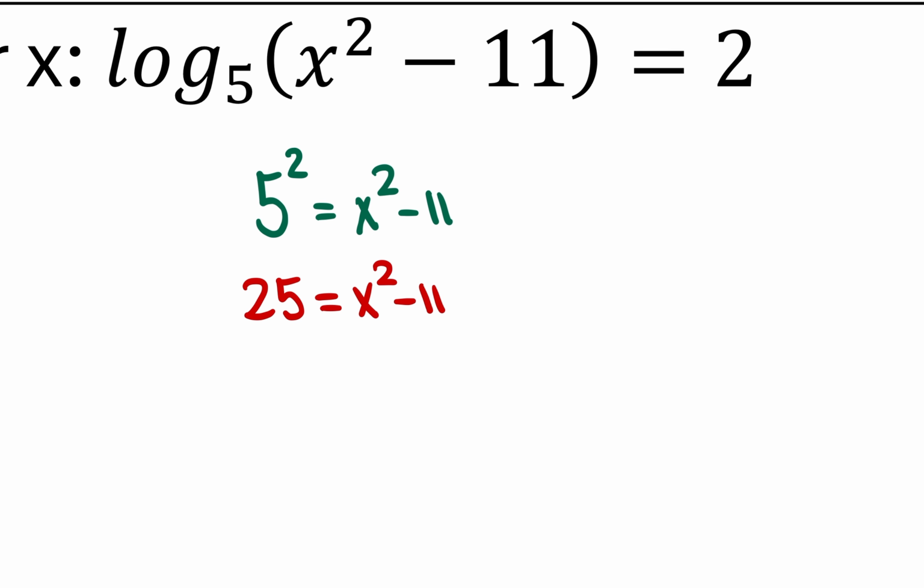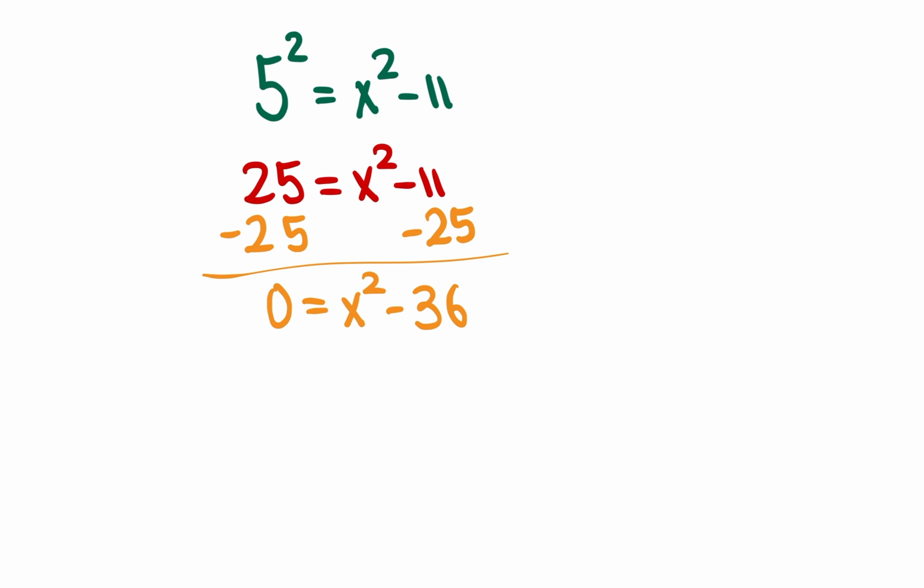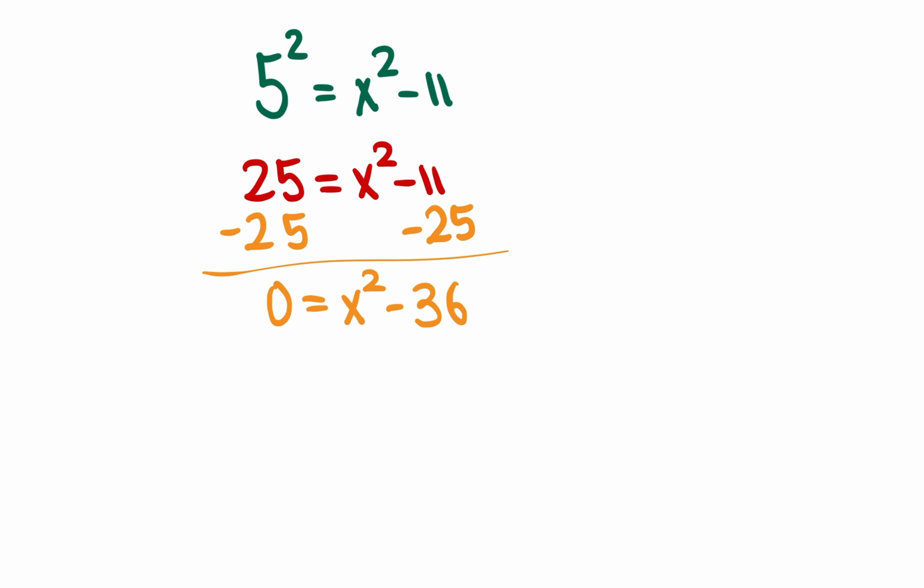I will then move all the terms to the side that contains the positive x squared. In this scenario, I will subtract 25 on both sides. This will leave me with x squared minus 36. Now keep in mind that this is a perfect square, right? We have x squared is a perfect square. X times x gives us x squared. And we have 36. 6 times 6 will give us 36.